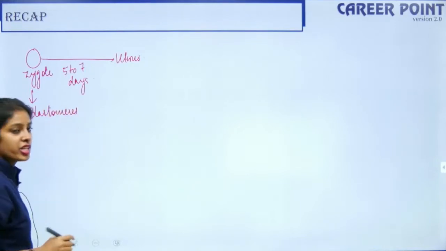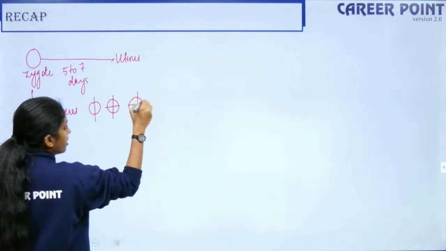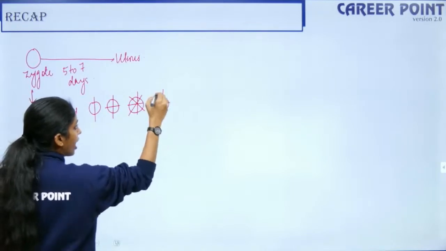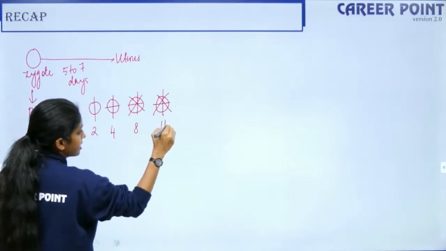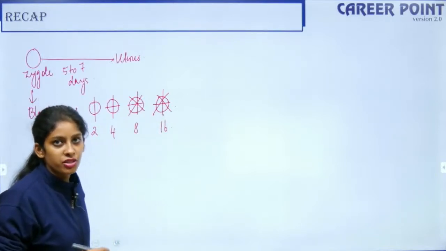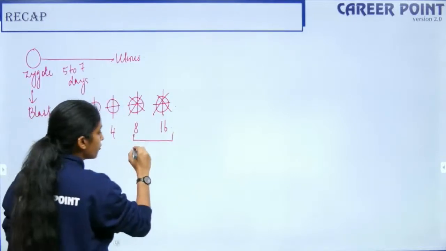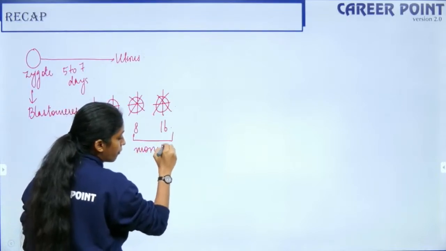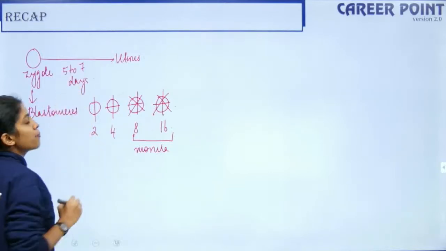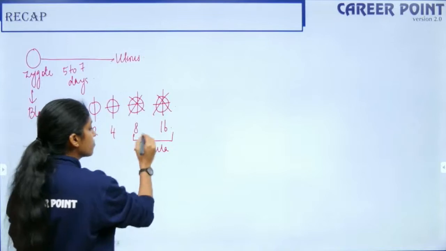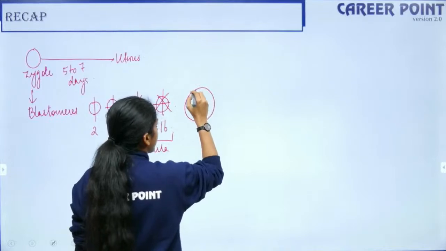What divisions happen? It is the 2-cell stage, the 4-cell stage, then the 8-cell stage and then the 16-cell stage. These are the different divisions that take place. This 8-cell to 16-cell stage of division of the zygote is known as morula. By now it is almost towards the isthmus junction. Above your ampullary region you have your isthmus junction. After morula it becomes a blastocyst stage.